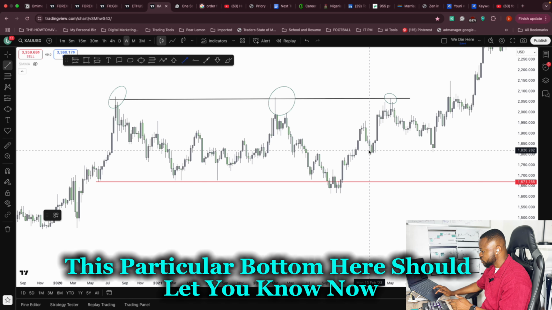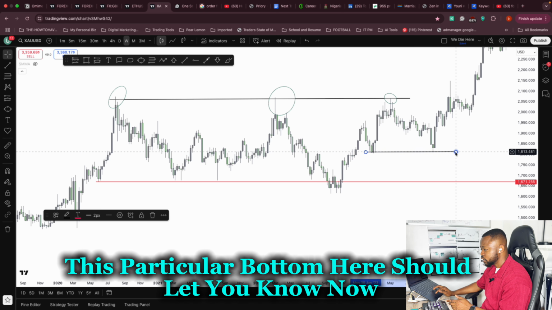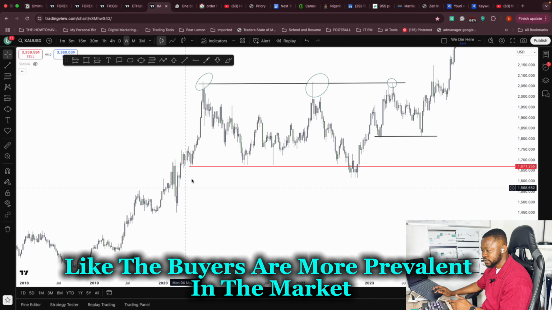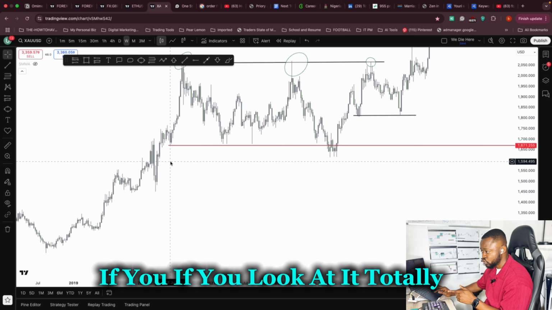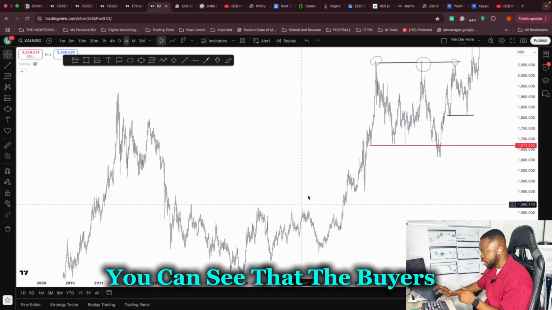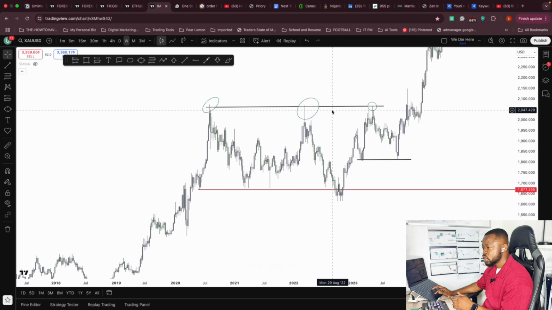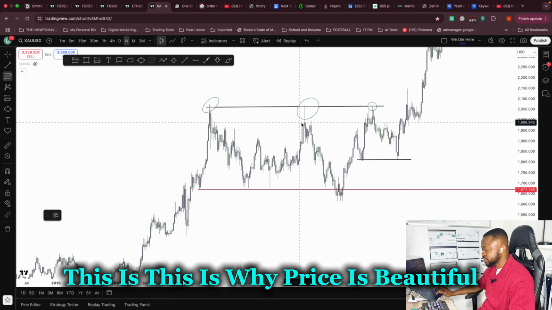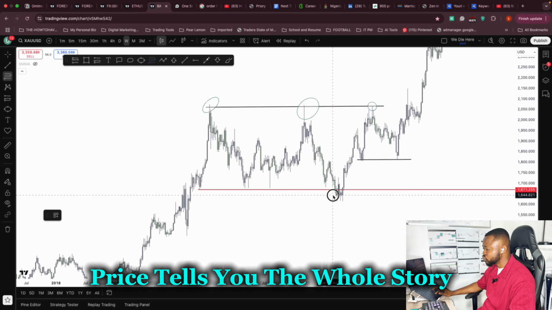But this particular bottom should let you know that the buyers are more prevalent in the market. If you look at it totally, you can see that the buyers are more prevalent. This is why price is beautiful. Price tells you the whole story.